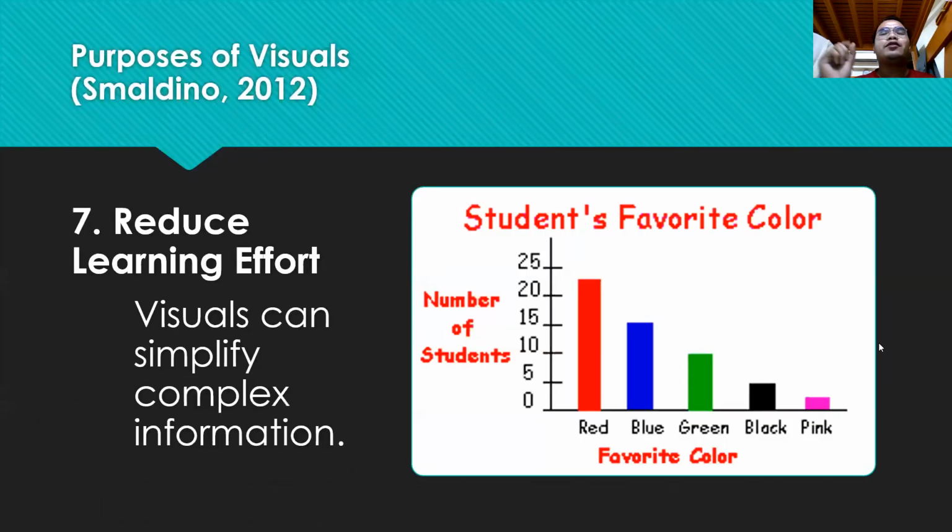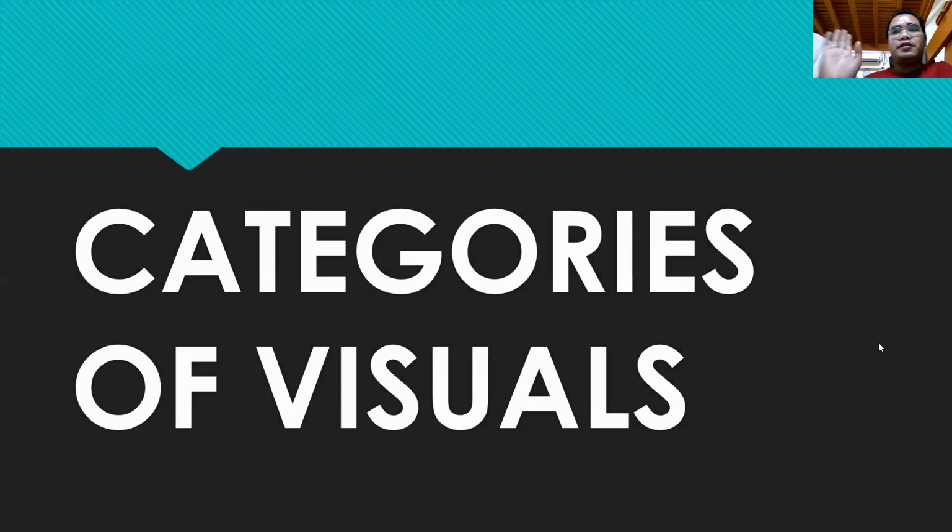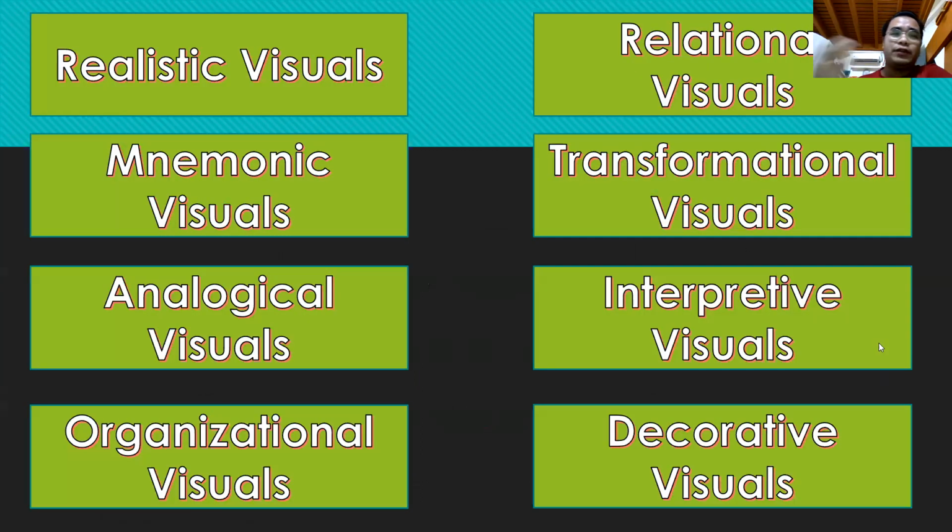All right, they reduce learning effort. Tama yan. Instead of just reading the text, present the table, and that's it. Diba? They can visualize what you are trying to mention to them. All right, so there are several categories of visuals. No, there are 8 actually. Realistic visuals, mnemonic visuals, analogical visuals, organizational visuals, relational visuals, transformational visuals, interpretive, and decorative.